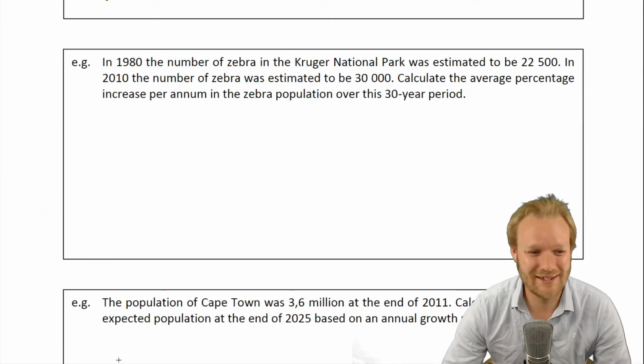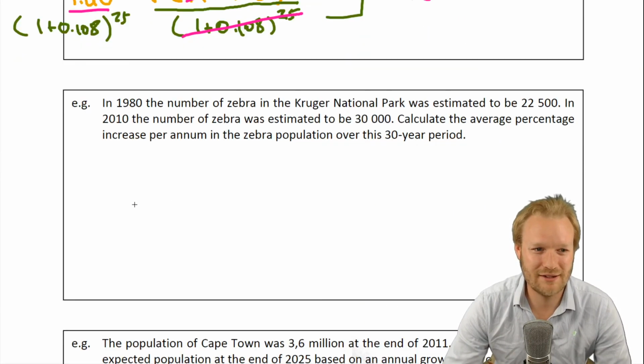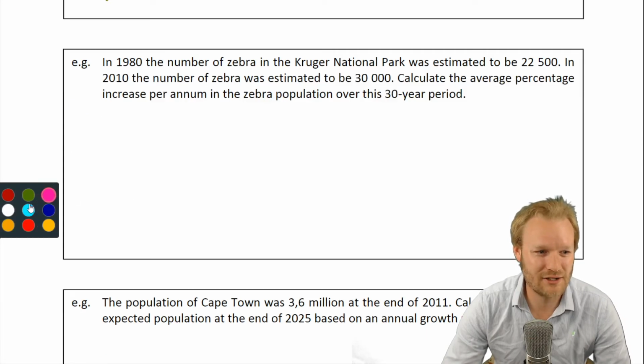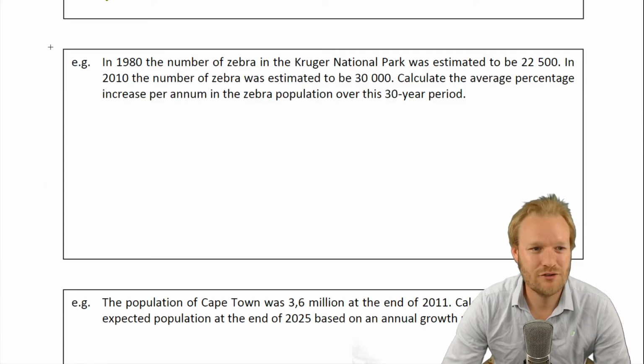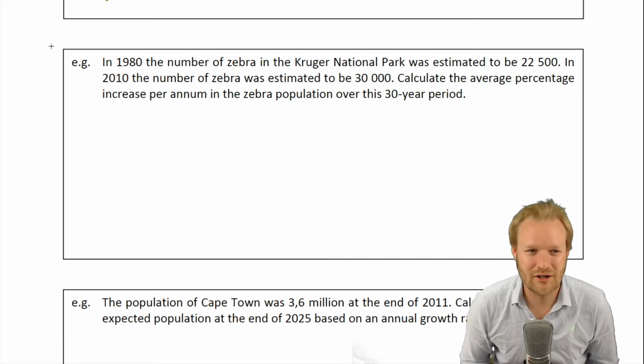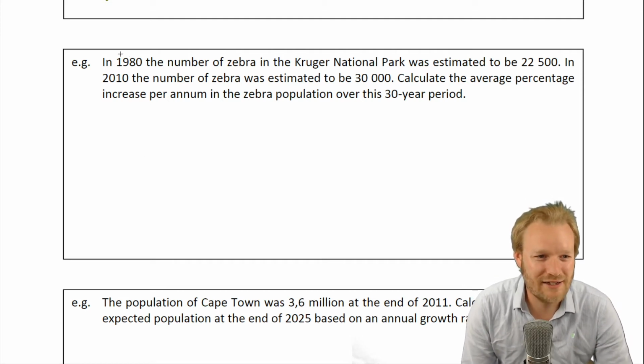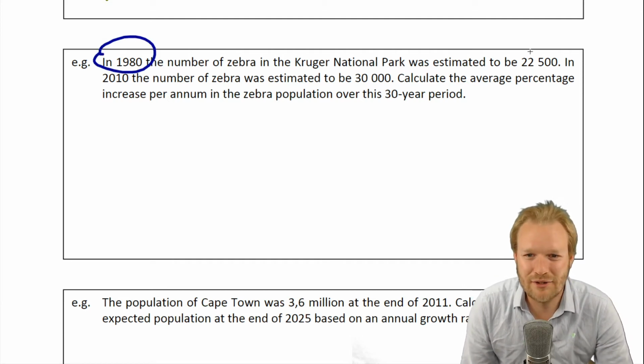Okay, so we've got another couple of examples. I think that's it. A couple of examples here are to do with zebra in the Kruger Park. Okay, so in 1980, apparently there were 22,500 zebra.